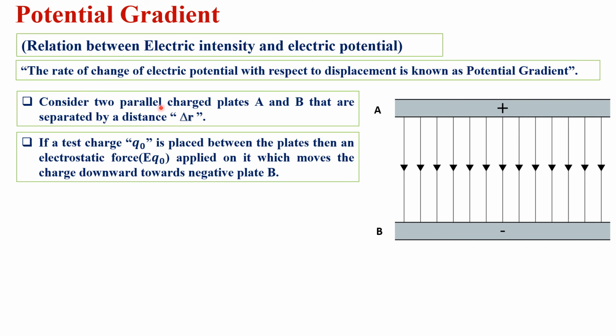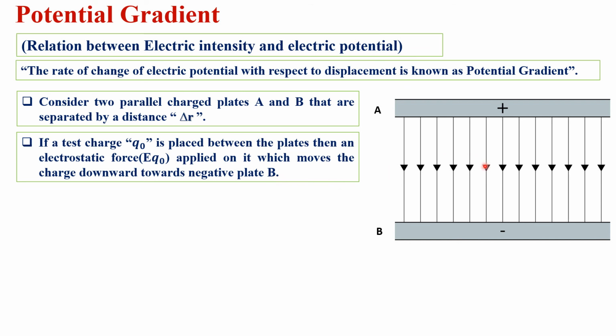Consider two parallel charged plates A and B that are separated by a distance delta r. If a test charge Q0 is placed between the plates, then an electrostatic force Q0E is applied on it, which moves the charge downward towards the negative plate B.